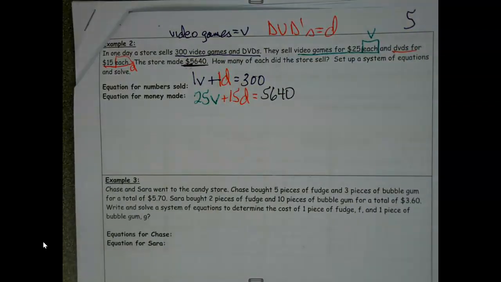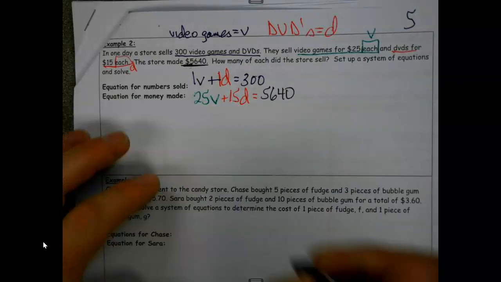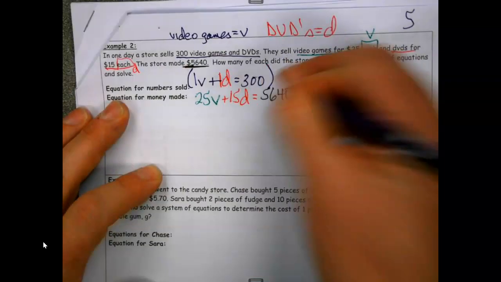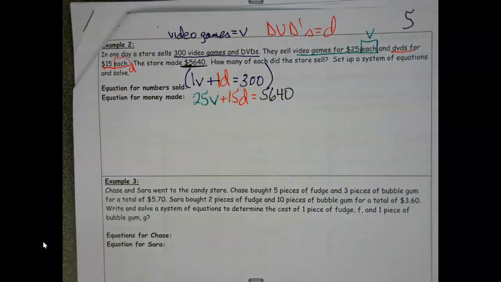Now we're going back to what we were doing when we were solving our systems of equations. We would like it if we could just add down and eliminate a variable. But that's not going to happen right now. 1 plus 25 does not cancel. 1 plus 15 does not cancel. So we're going to need to multiply one of our equations.